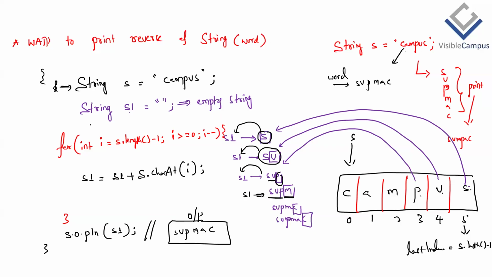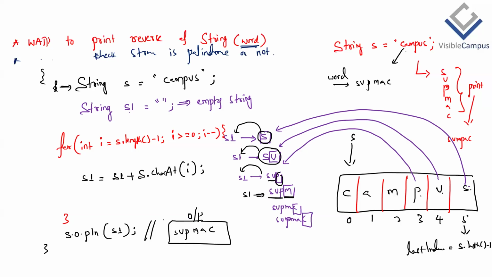Am I clear? Then if an extra part is added to this question, check whether the string is a palindrome or not. Print reverse of a string is one question in word format. Then write a program to check whether the string is a palindrome or not. What do we have to do?